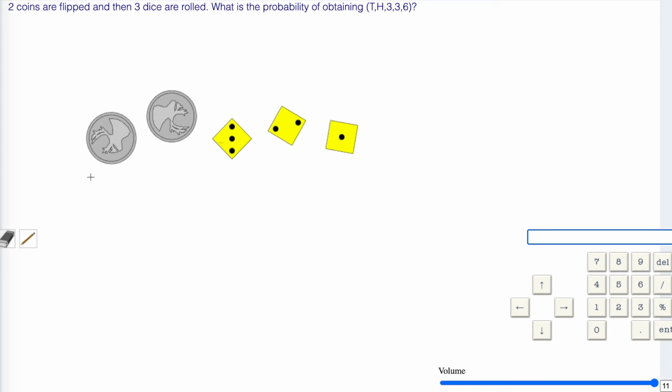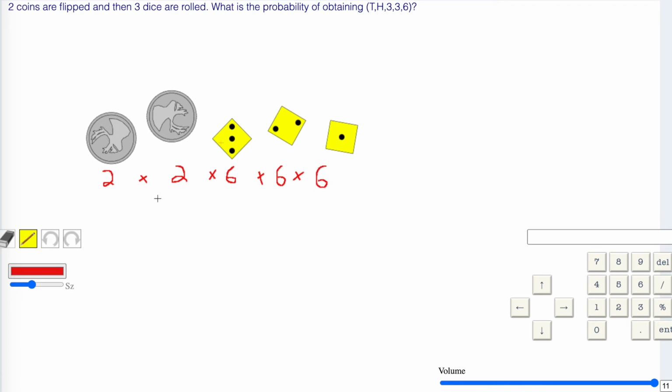There are 2 outcomes for the first coin, times 2 outcomes for the second coin, it's only heads or tails, times 6 outcomes for the first die, times 6 outcomes for the second die, times 6 outcomes for the third die. We have 4 times 216, so that is 864. The probability of getting this is going to be 1 out of, because it's 1 outcome, out of 864 equally likely outcomes. 1 out of 864.